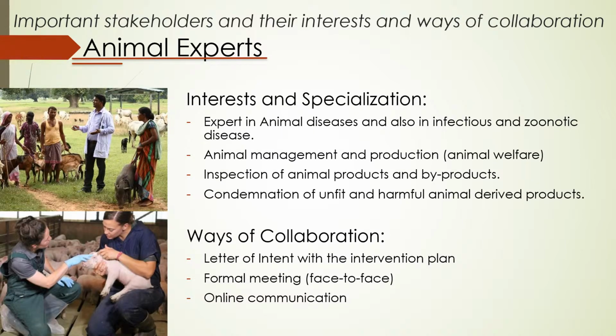We also found animal experts, which include veterinarian, meat inspectors, animal scientists, livestock farmers. These are experts in animal diseases and also in infectious and zoonotic disease. They specialize also in the management and production of animal welfare. And they also inspect animal products and byproducts, and they also specialize in condemnation of unfit and harmful animal-derived byproducts. There are ways of collaboration. They also use letter of intent with intervention plan, formal meeting, and online communication.